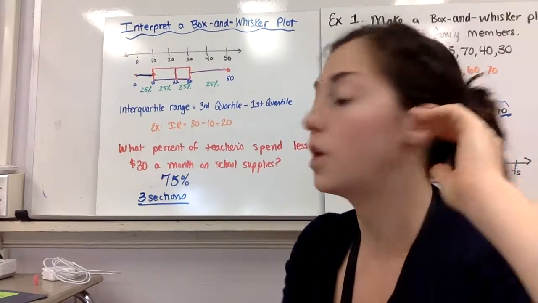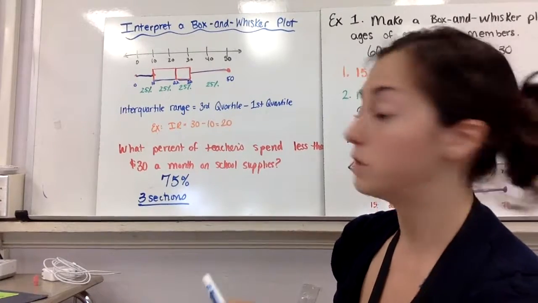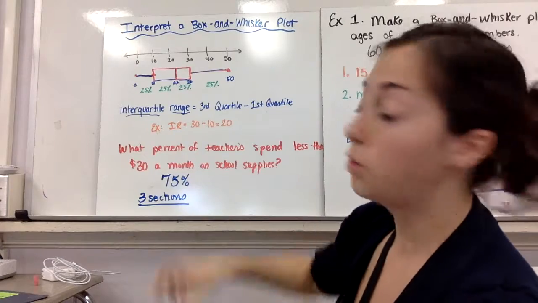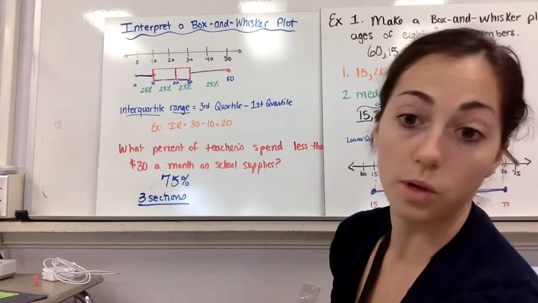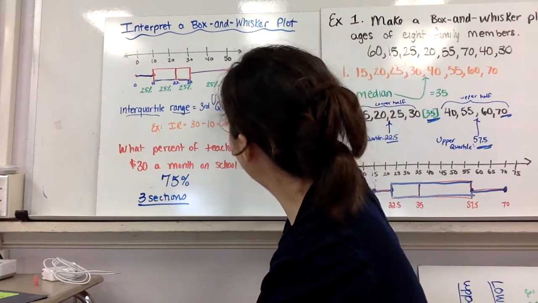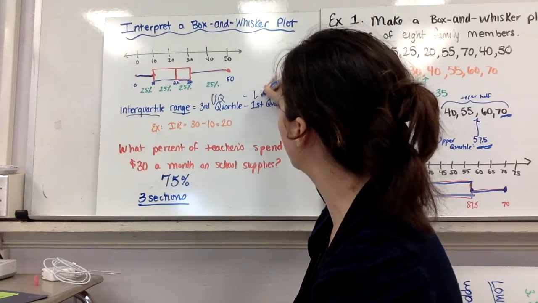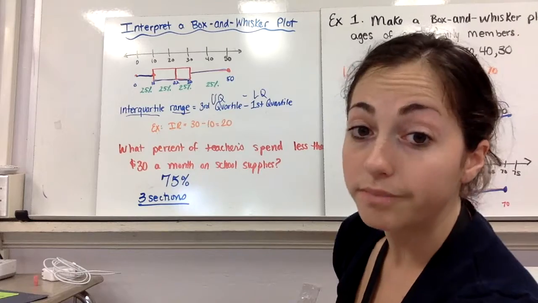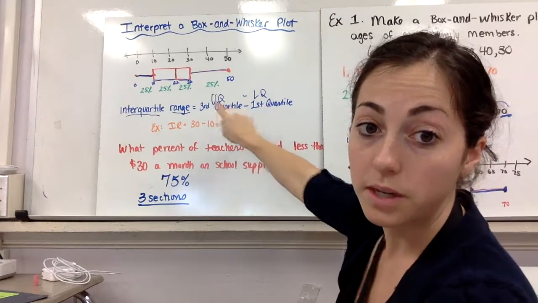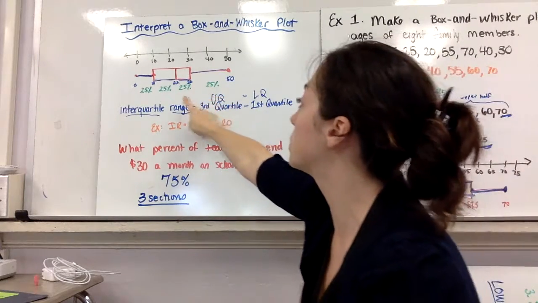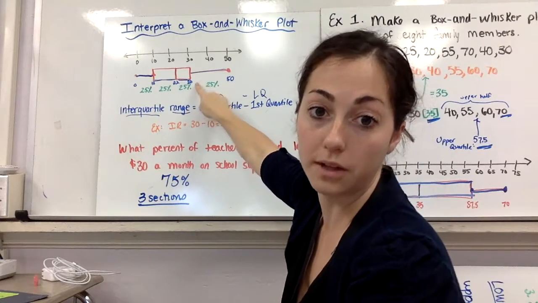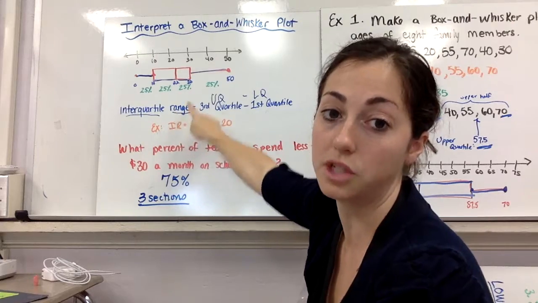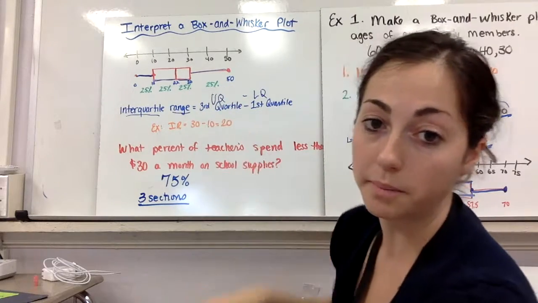So another thing to know is an interquartile range. Write this definition. Interquartile range is the third quartile minus the first quartile. That's also the upper quartile minus the lower quartile. So UQ is upper quartile, LQ is lower quartile. So in this case, my lower quartile is 10, my upper quartile is 30, so 30 minus 10 is 20. So my interquartile range for this one is 20.